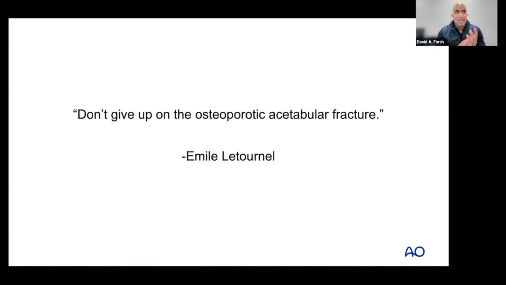This is something I harken back to from my fellowship days. I trained with a second generation disciple of Letournel. And I remember hearing this commonly, just simply not to give up on the osteoporotic acetabular fracture. Similar to what Carol mentioned, we're going to be seeing a lot more of this.